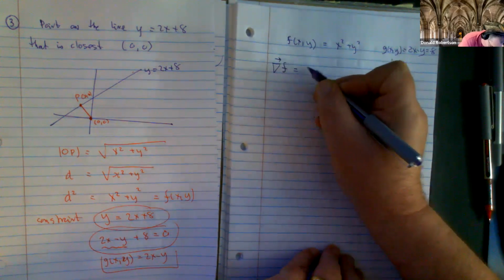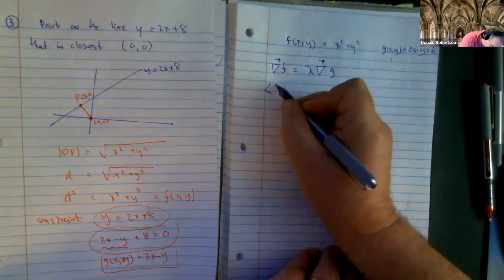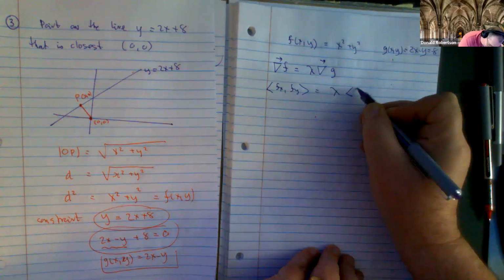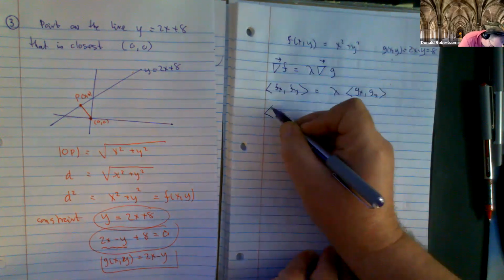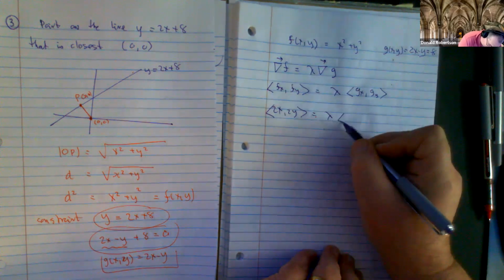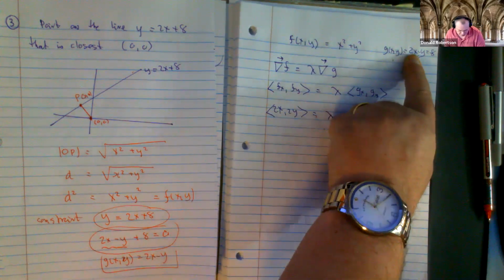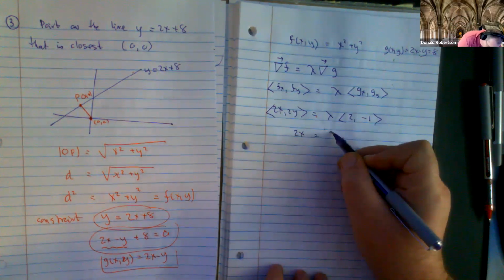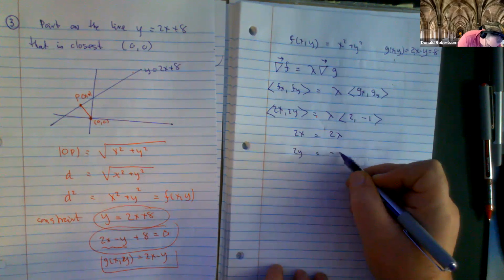So the gradient of f is going to be lambda times the gradient of g. Partial derivative with x and y, lambda, partial derivative of g with x and y. This fella gets you 2x comma 2y. And this fella gets you 2 and negative 1. Differentiate with x, you get 2. Differentiate with y, you get negative 1. So we have 2x is 2 lambda. 2y is negative lambda.